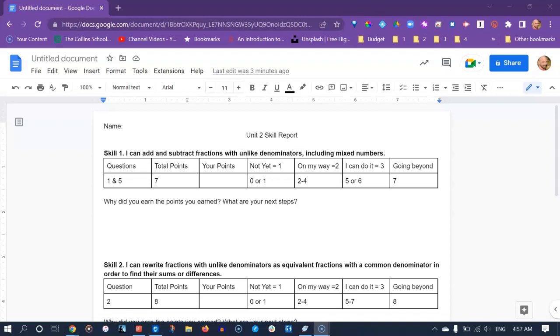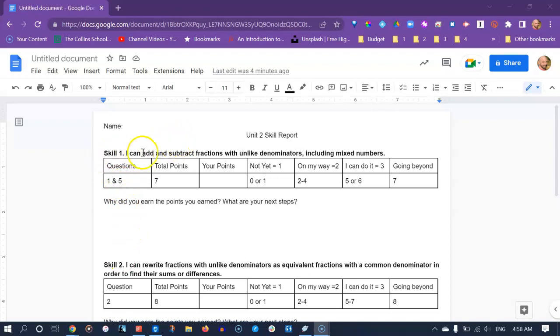So I'll kind of go back and forth. I'll explain what to do and go from there. I'm probably gonna go in order. So here it says skill one, I can add and subtract fractions with unlike denominators, including mixed numbers. So this is 1 and 5. And if you look at skill 2, I can rewrite fractions with unlike denominators as equivalent fractions with a common denominator. You might do that skill for everything that we do, but the only one you had to do that on was number 2. So if you had a different strategy that you wanted to use, you could. So that's why they're grouped differently.